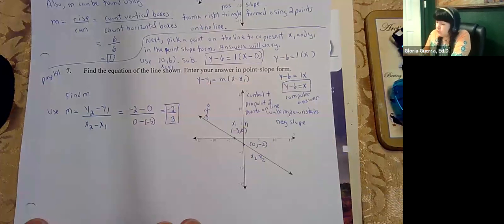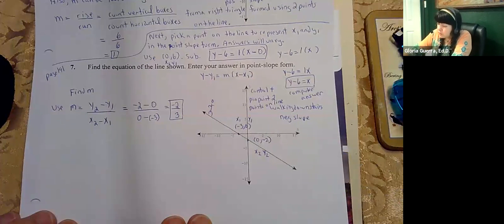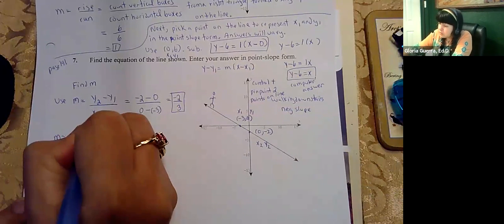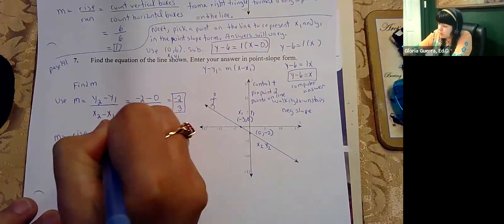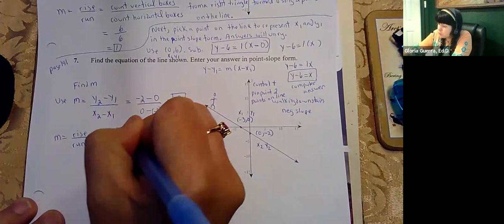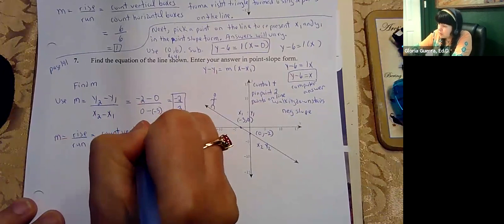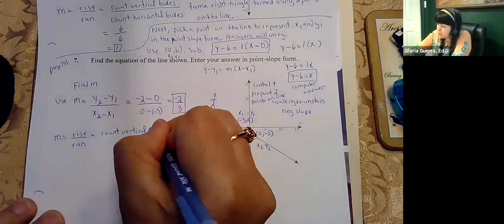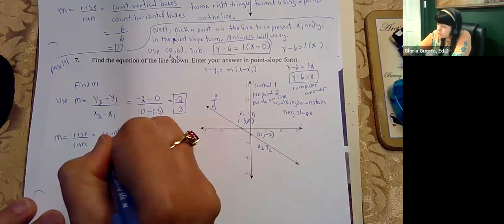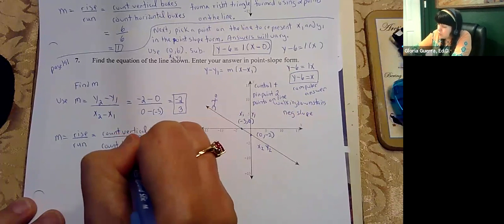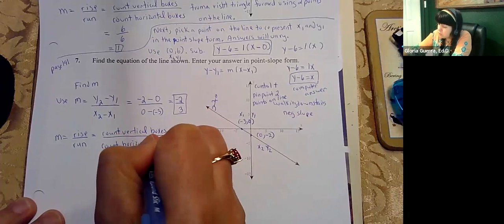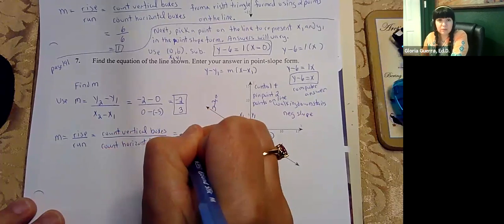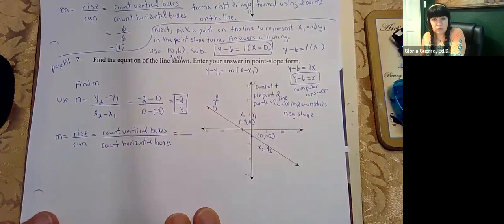Okay, now to find m using the rise over the run, that's where you make a right triangle using 2 points on the line and you count your vertical boxes and you count your horizontal boxes. And we're supposed to get the same answer. We're supposed to get the -2/3.